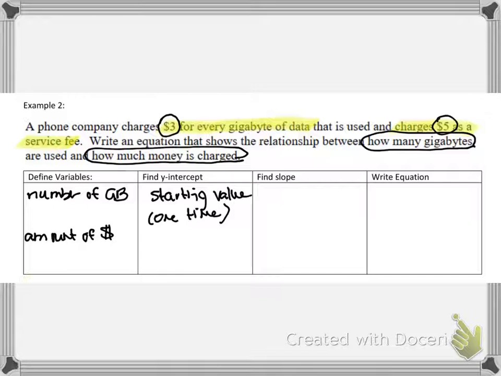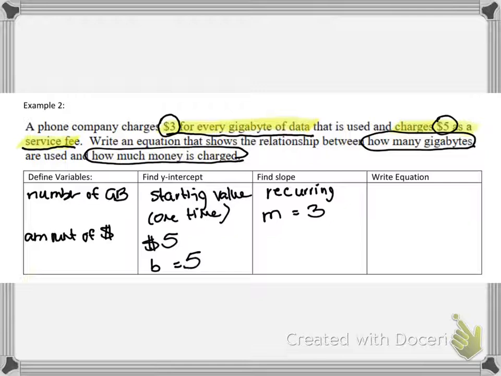If you said $5, you were correct. So a $5 service fee is just a one-time cost. And so that means that our slope, which remember is our recurring cost, and we know it's recurring because we pay $3 not just once, but for every single gigabyte of data. So that means our slope is 3. And our y-intercept, b, is 5.